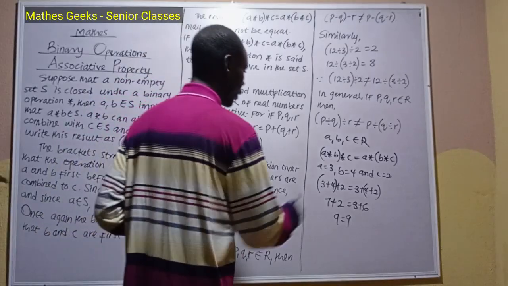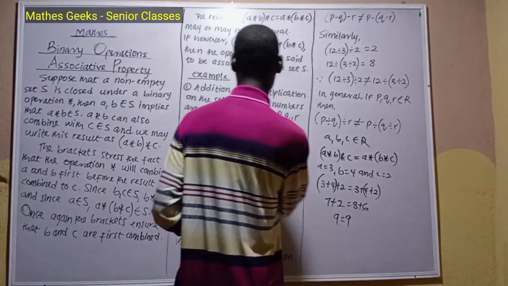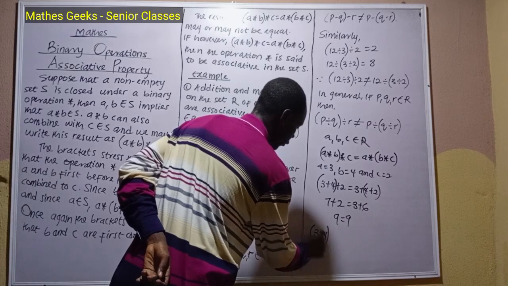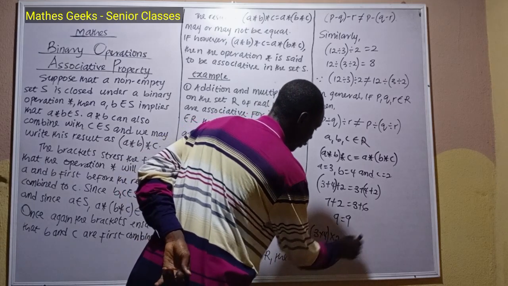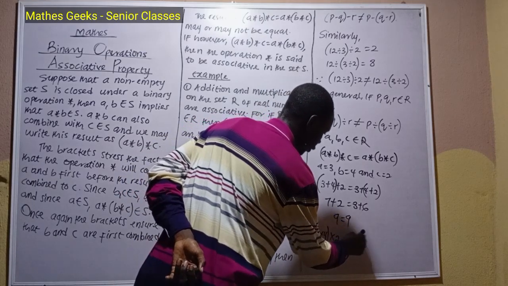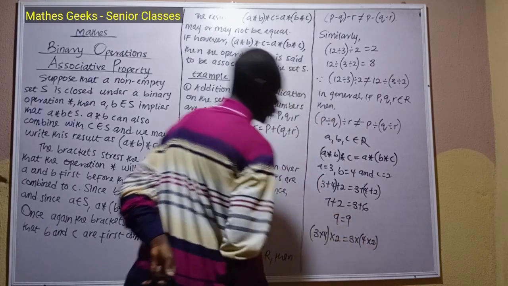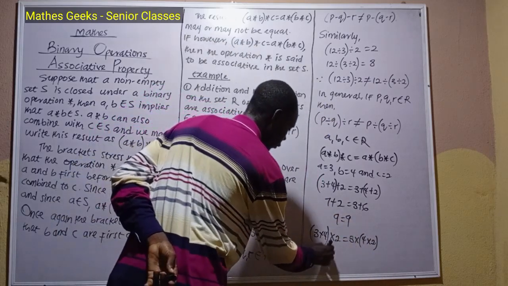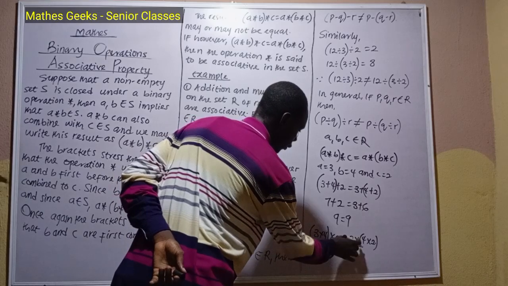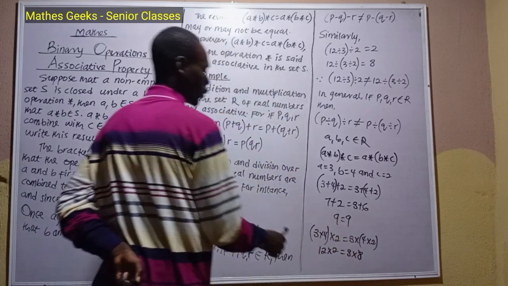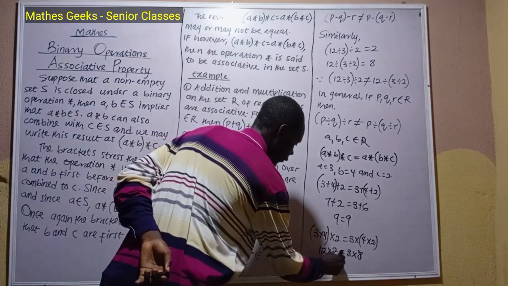Now let's use the same numbers to test multiplication. Let's say (3 times 4) times 2, will it be equal to 3 times (4 times 2)? 3 times 4 is 12, 12 times 2 is 24. And 4 times 2 is 8, 3 times 8 is 24.